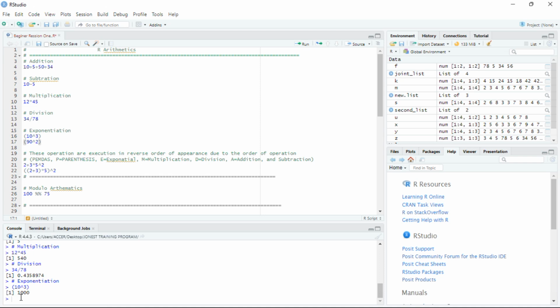You see this one is 1000, and then 90 raised to the power 2 is also going to give us an answer, as you can see down here. So at the end of the day, you see that R can be used for arithmetic.